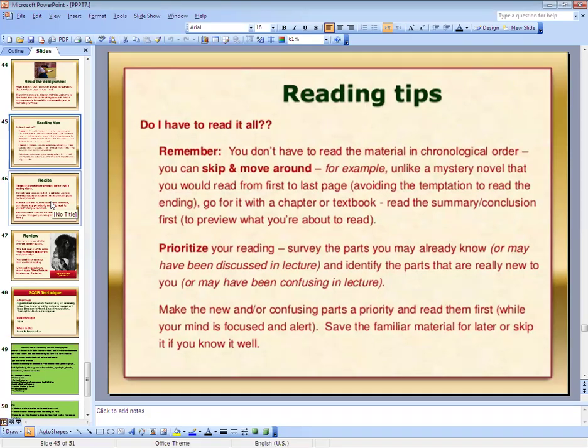Prioritize your reading. Give priority to what you are going to read. So for this one, you have to survey the parts, you may need to already know what has been discussed, identify the parts. Because when the lecture is going on, you have made the points, isn't it? Noted down the points. Based upon those points, you try to give the priority. So make the new and confusing parts a priority and read them first. If any confusion is there, give priority to that one first. Read it so that there won't be any confusion and clarity will be there. Save the familiar material for later or skip it if it is not required.